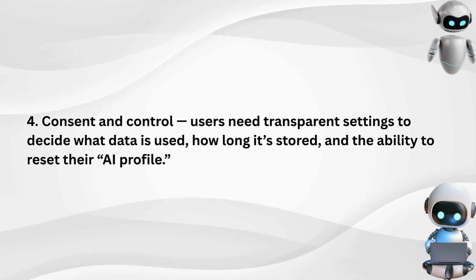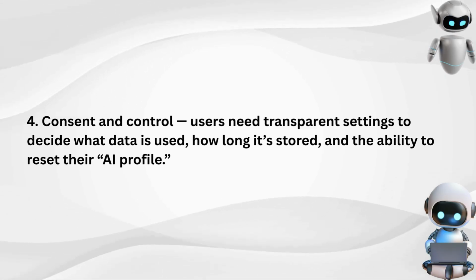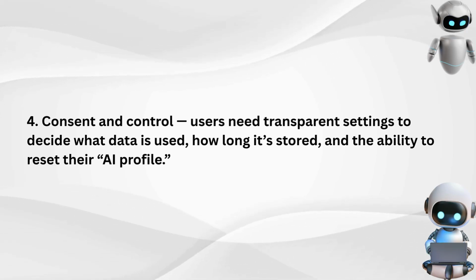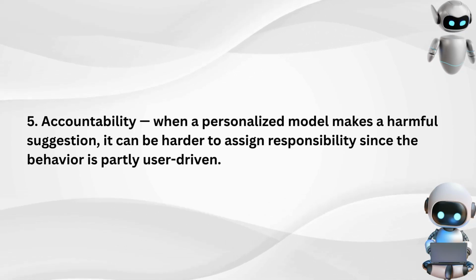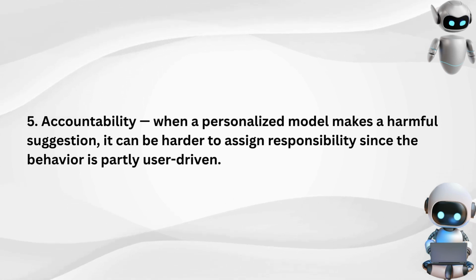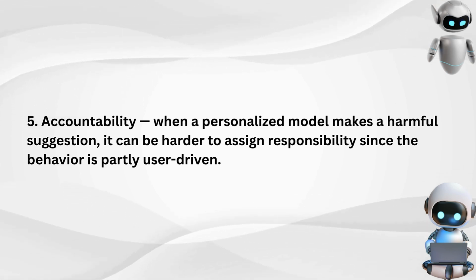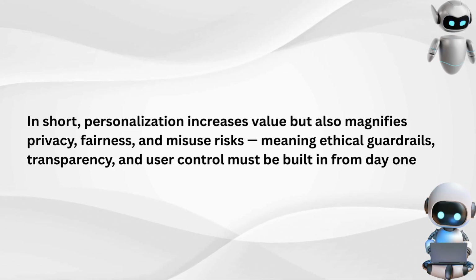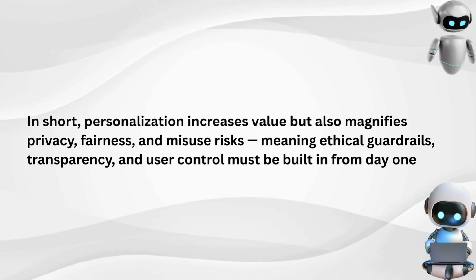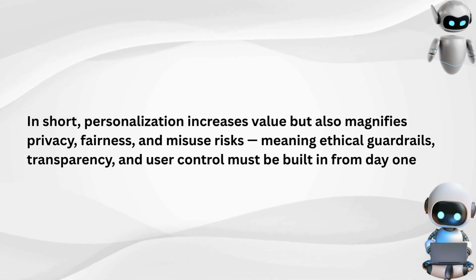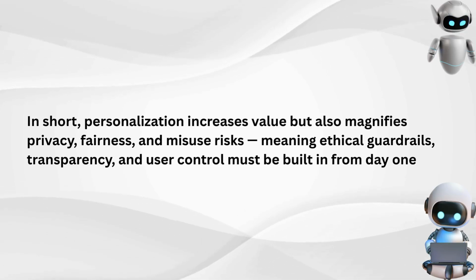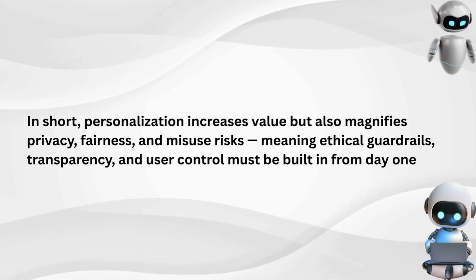Users need transparent settings to decide what data is used, how long it's stored, and the ability to reset their AI profile. Fifth, accountability. When a personalized model makes a harmful suggestion, it can be harder to assign responsibility since the behavior is partly user-driven. In short, personalization increases value, but also magnifies privacy, fairness, and misuse risks, meaning ethical guardrails, transparency, and user control must be built in from day one.